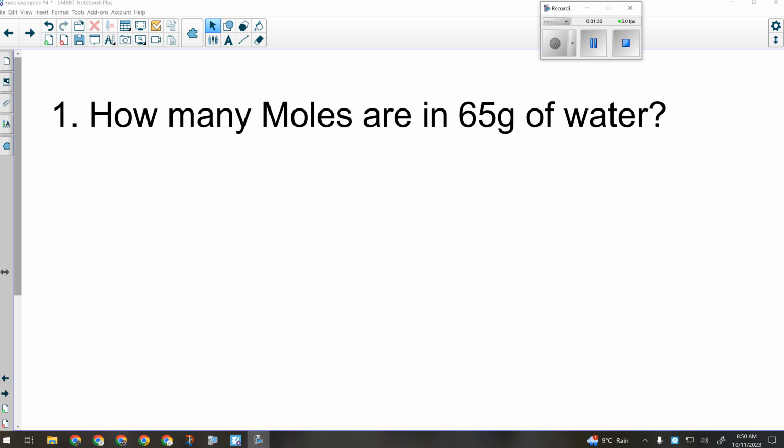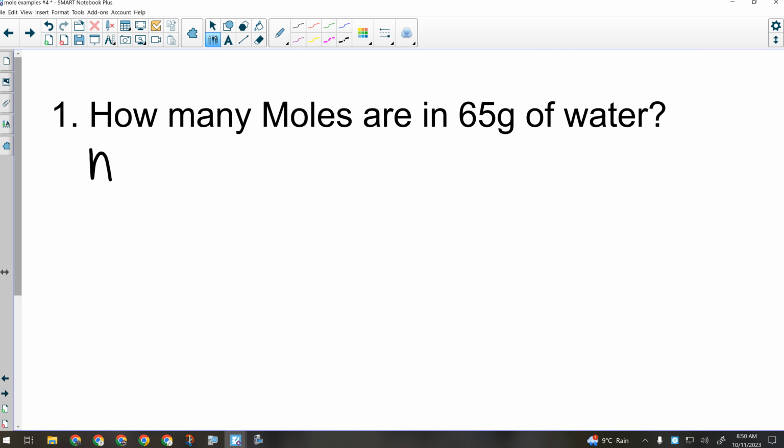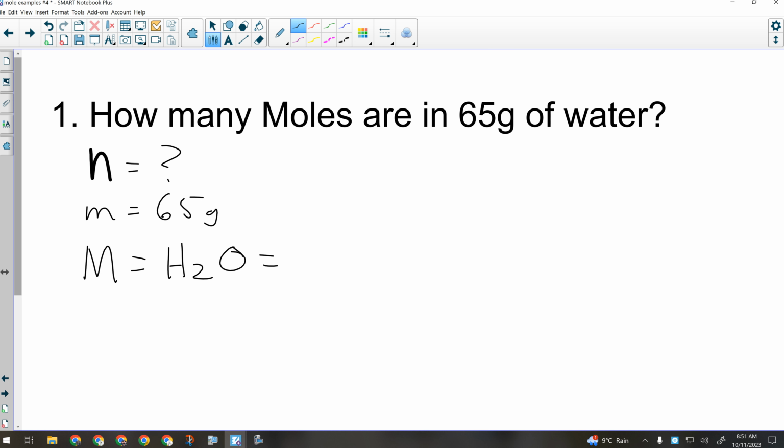So this is the easiest one because we're just looking for how many moles, which is n. So that's our question mark. It tells us the mass, 65 grams, and it tells us the substance, water, which is nice because that one's easy. We don't have to drop and swap that one really, and we just know what it is. So H2O means hydrogen, there are 2 of them, plus 1 oxygen, 16, giving us a molar mass of 18.02 grams per mole.